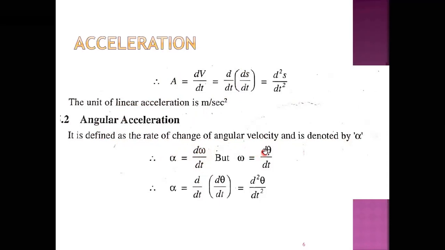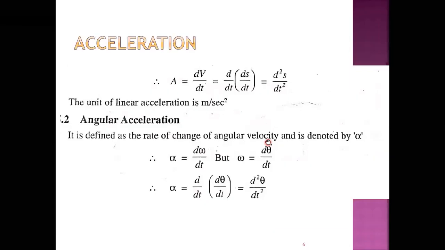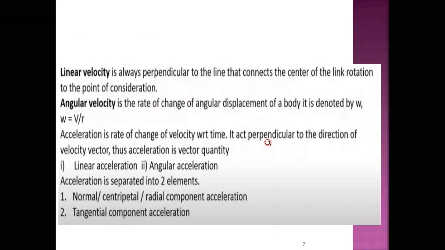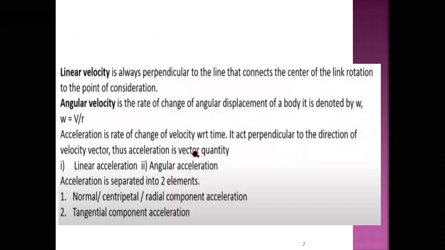What is omega? We know already, omega is d theta by dt. Therefore, in place of omega, if I substitute this, alpha becomes d square theta by dt square, in terms of radian per second square. So that is called alpha, the angular acceleration, and the other is linear acceleration.